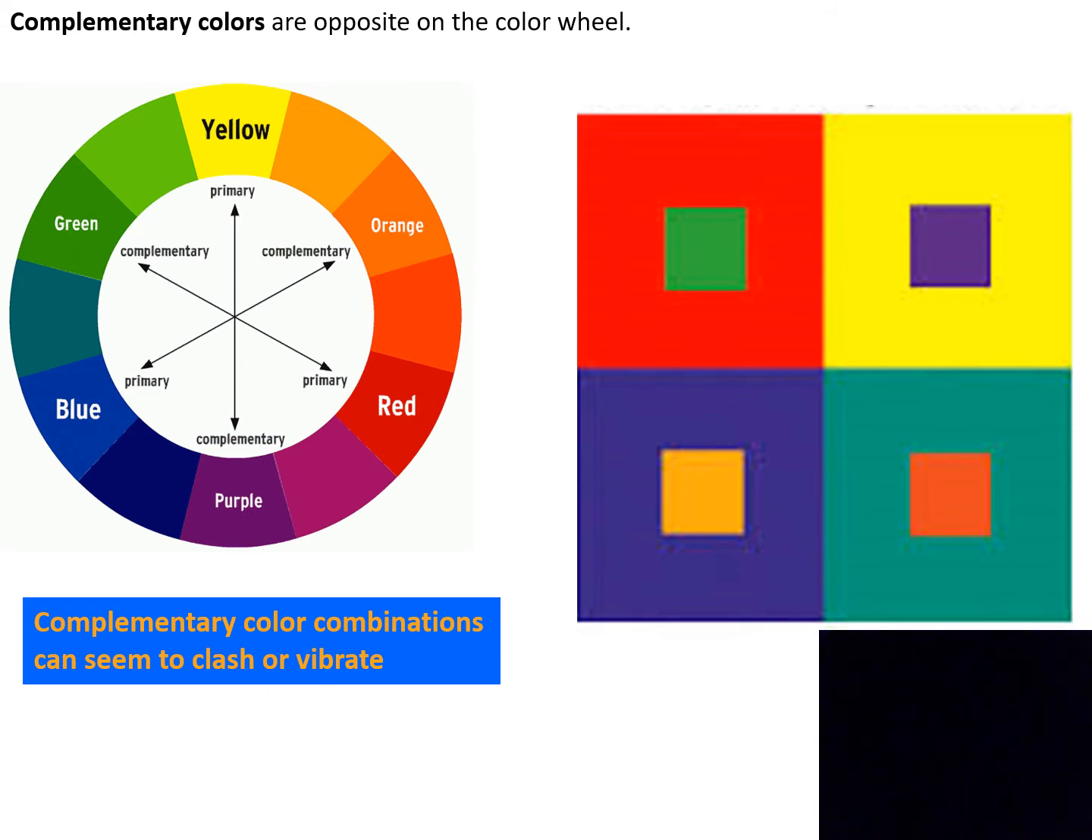Complementary colors are those that are opposite on the color wheel. So yellow and purple, green and red, orange and blue. And unlike analogous colors, they sort of pop out and almost clash. They seem to vibrate because the colors are at such different frequencies. So if you want to create a strong, bold impact, you might want to use complementary colors.